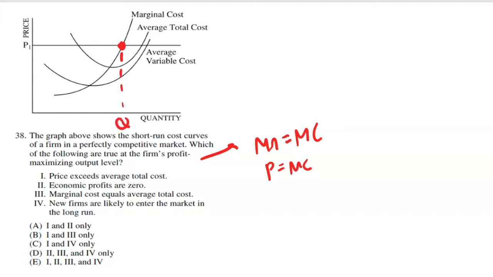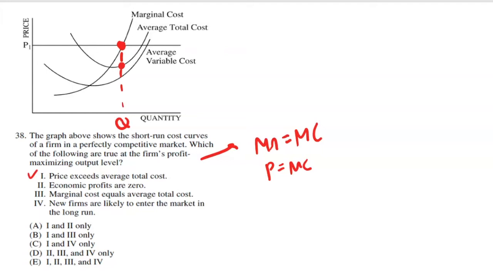So let's look at this. Number 1, does price exceed our average total cost? Well, yes, because our price is here, and our ATC is right here at this quantity. So 1 is correct.